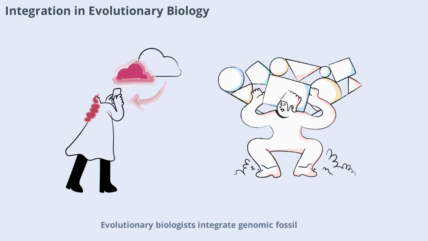Evolutionary biologists integrate genomic, fossil, and ecological data to study the origins and diversification of life. By combining evidence from multiple sources, they can reconstruct evolutionary histories and understand the processes driving adaptation and speciation.